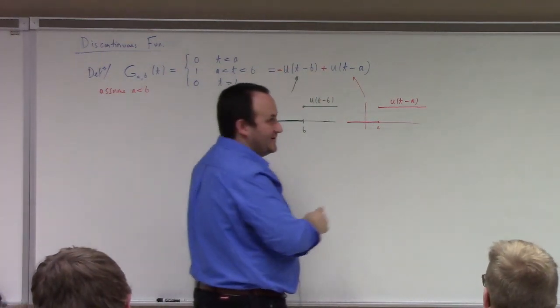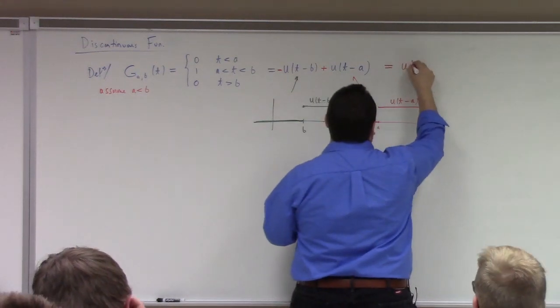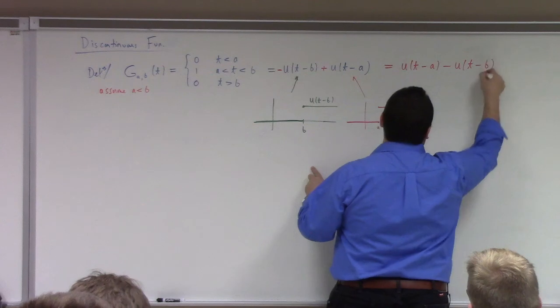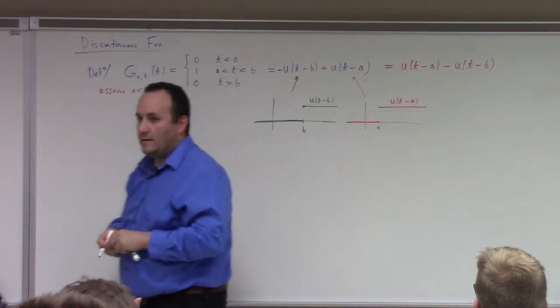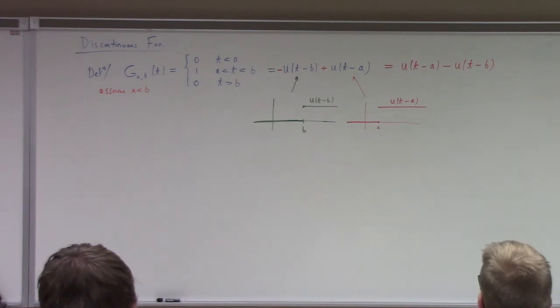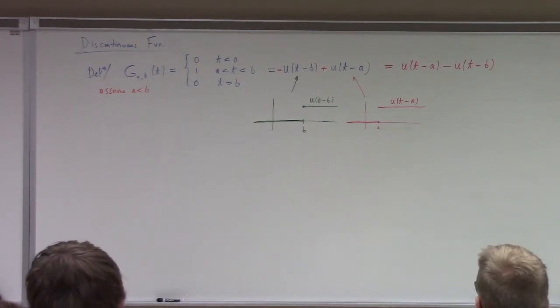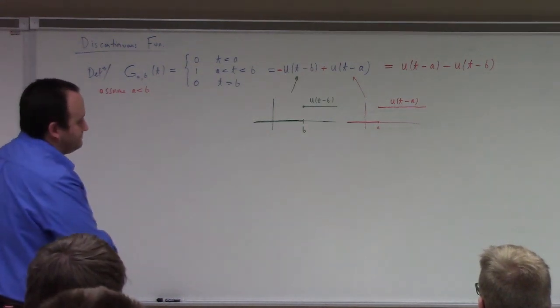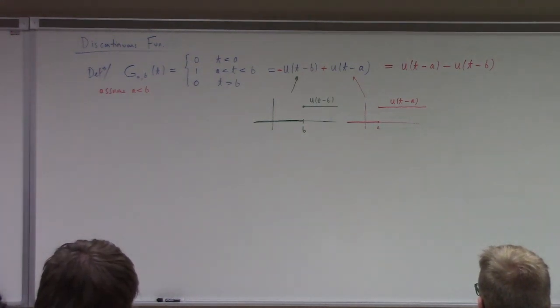But what I should have written was this. This is a gate function. It's just 1 from time a to time b, and elsewhere it's 0. Does that make sense? I mean, this is a formula for it. We can look at it as the difference of unit step functions, all right?